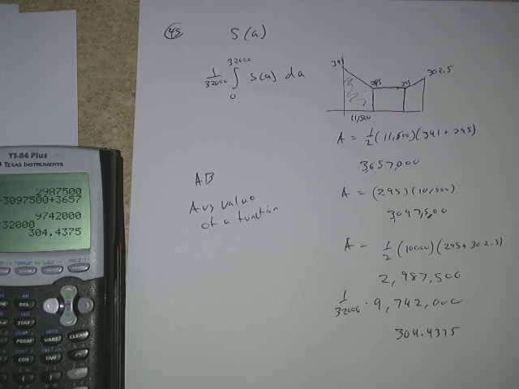Alright, so that would be AB, the average value. Questions on that one? Alright, any others?